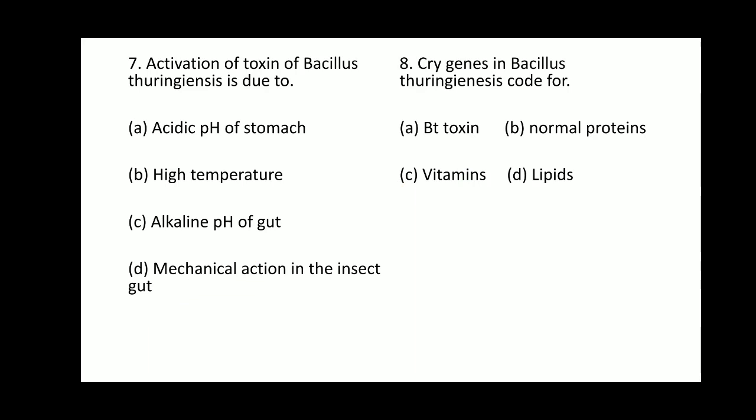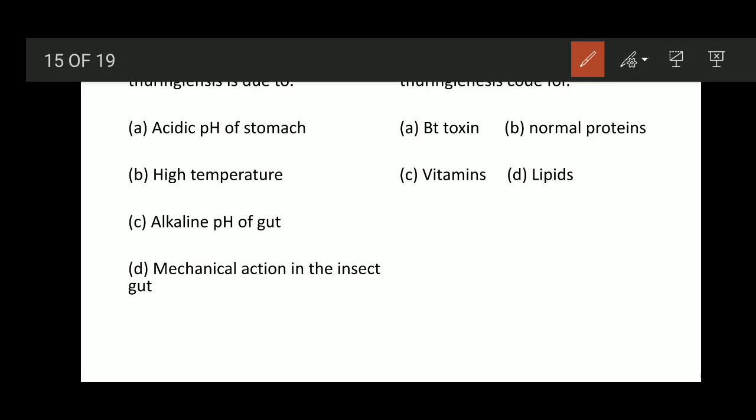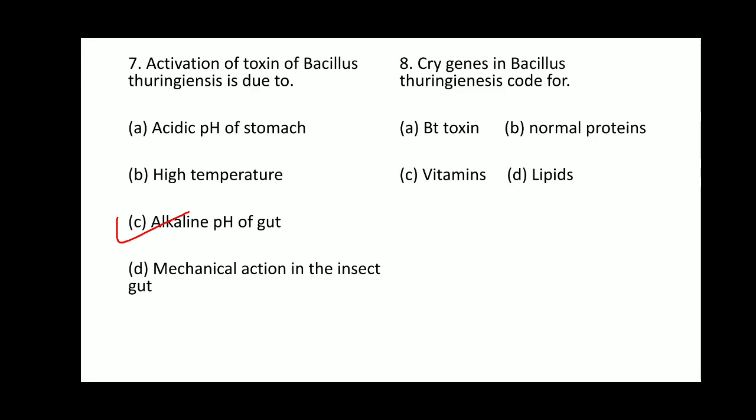Yes, the Bt toxins are produced initially as protoxins or inactive toxins which get activated in the gut of the insect. It is because of the alkaline pH of the gut of the insect that is going to solubilize the crystal protein and activate the toxin. So, question number 7, option C is the right answer. Alkaline pH of the gut is the right answer. Moving on to question number 8. Cry genes in Bacillus thuringiensis code for.